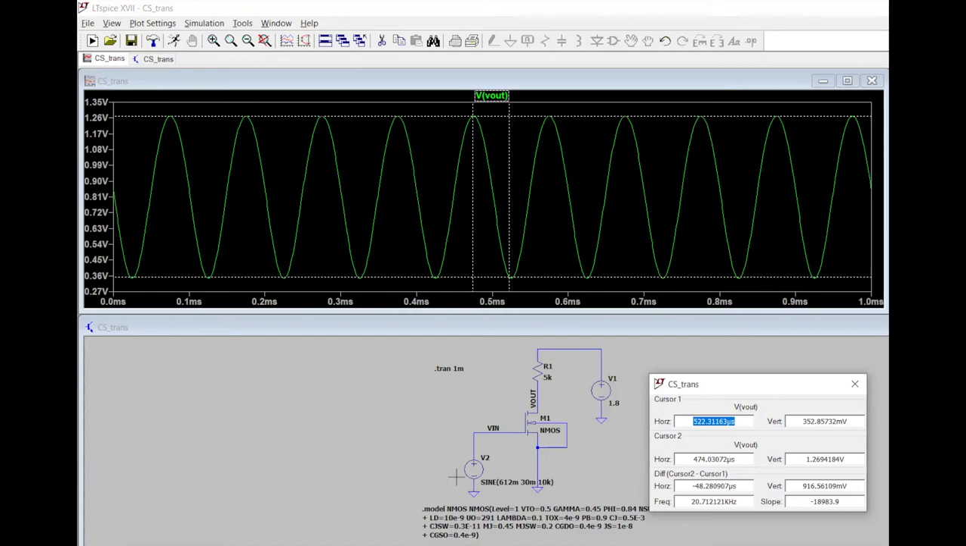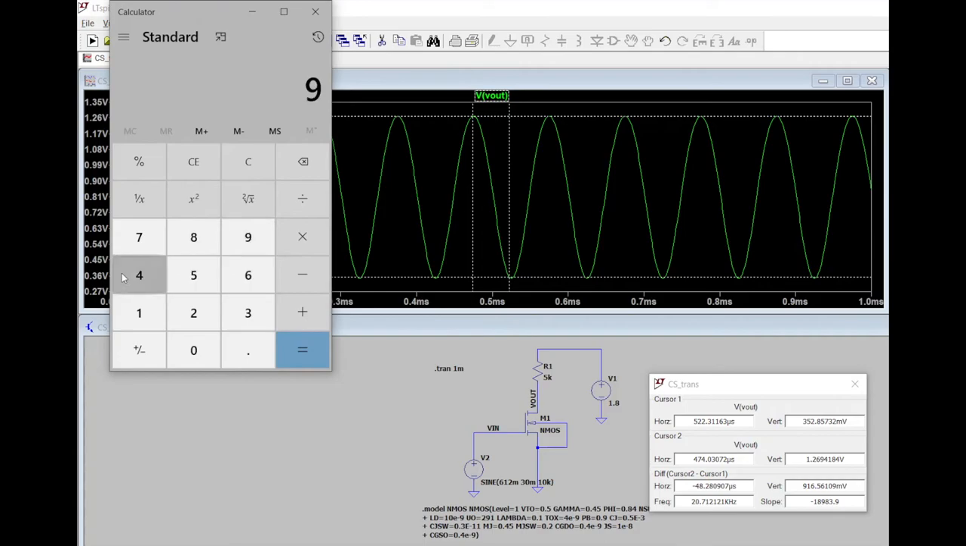The amplitude that you have applied here is 30 millivolt, so the peak to peak voltage for the input is 60 millivolt. We can do a division to find out the gain. 916 millivolt divided by 60 is around 15.26. This is what we have seen from the slope as well. It's close to around 15. So there is a match between the result of the slope calculation from the DC transfer characteristics and from the transient simulation.